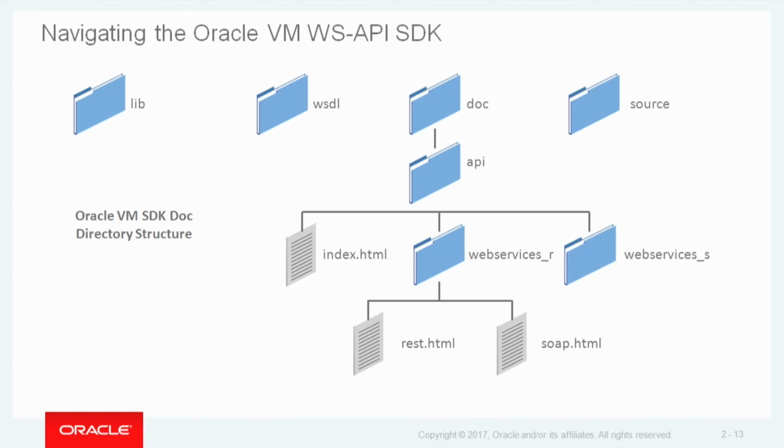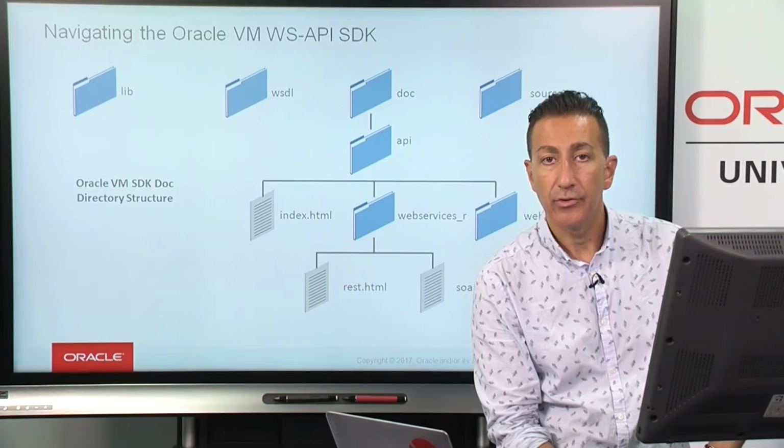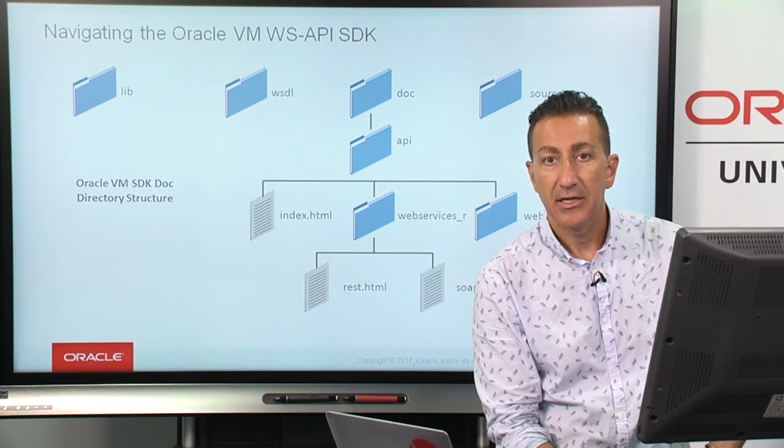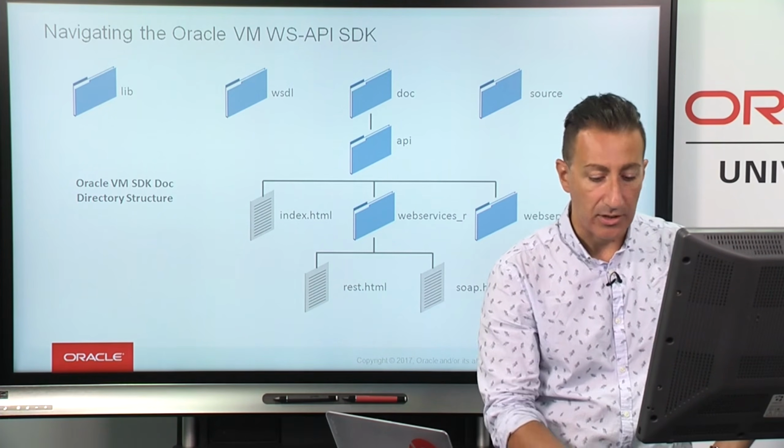So you have the lib directory, where we have libraries, the web services description language, the documentation, and source. In the documentation, you have the API, an index HTML page that shows us, for example, the RESTful or SOAP reference for this API and the web services. Also, you have the source code of this API. In the library, you have the Java libraries. In the documentation, you also have examples that run and so on.